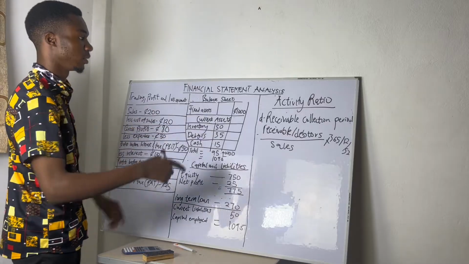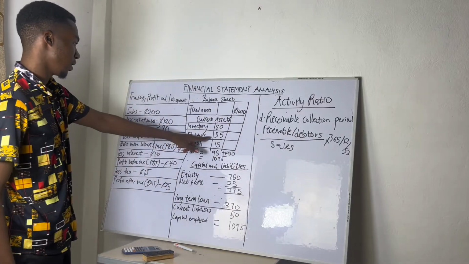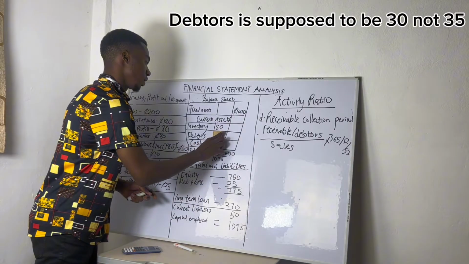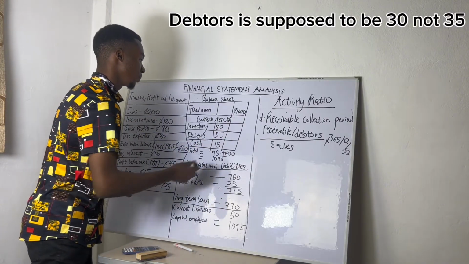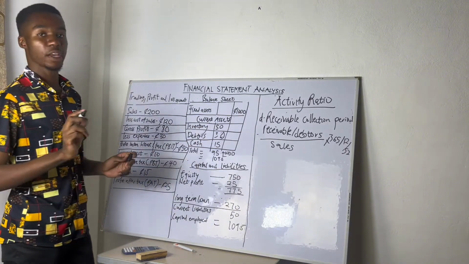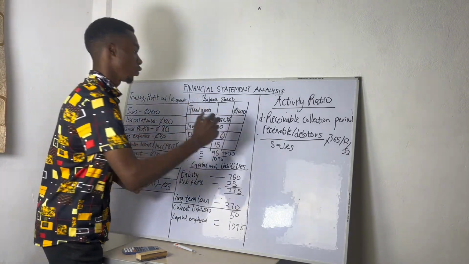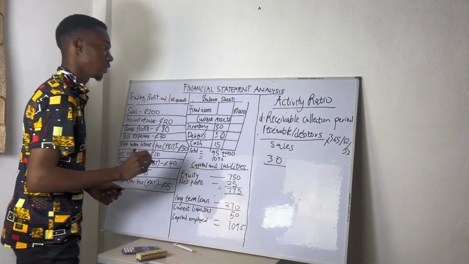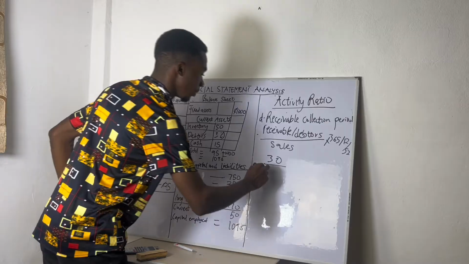Now, what's the receivables, which is the debtors? And that one is here. Oh, it's supposed to be 30, sorry. The debtors is actually supposed to be 30. So 50 plus 30 plus 15, giving 95. Sorry, I made a mistake. It's supposed to be 30. So we have 30 over sales, and the sales is 200.